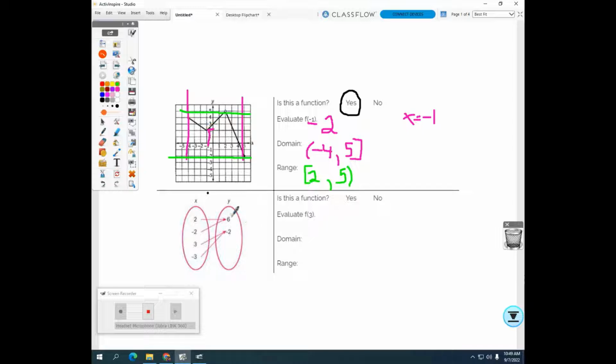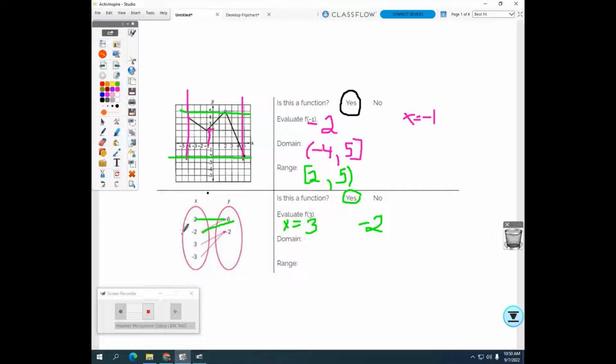Okay, next problem. Is this a function? So each x points to exactly one y. It's not going to multiple y's, so that is correct. That is a function. When x equals 3, it's pointing to the number -2, so the answer is -2.